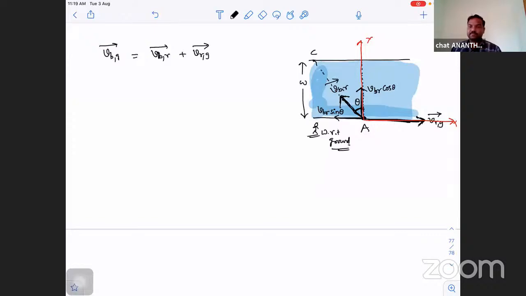3 velocities will be there. We have made VBR into 2 parts.